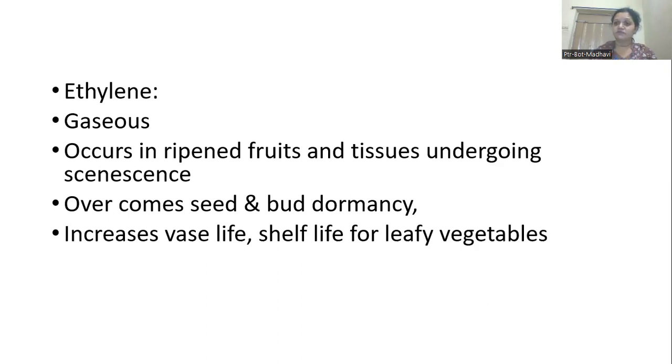Vase life means that for flowers taken out from the parent plant, the life can be increased by sprinkling ethylene, and fruit can be matured by sprinkling ethylene in the godowns. Shelf life means that leafy vegetables can be stored without any damage to the leaves in the godowns and cold storages by sprinkling ethylene. That is the plus point in ethylene itself.